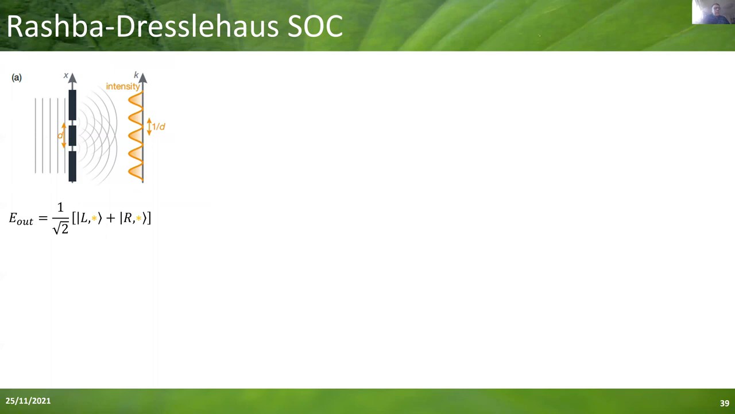So if we now, just for a moment, think about the interference pattern which was observed in the case of the spin helix. The interference pattern occurs... The iconic image of an interference pattern is the double slit experiment.